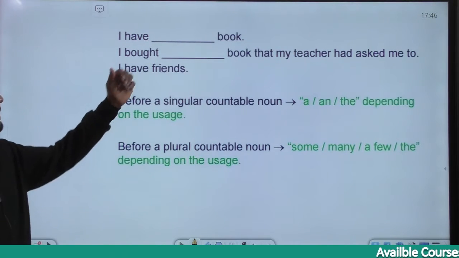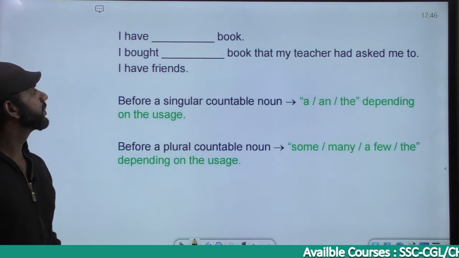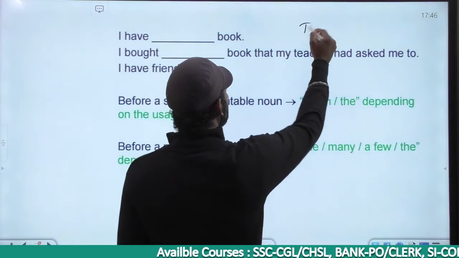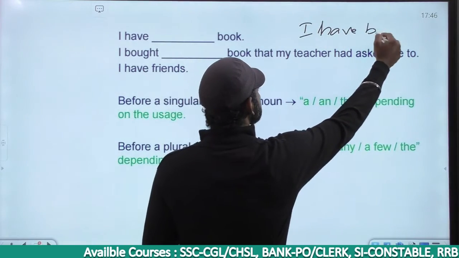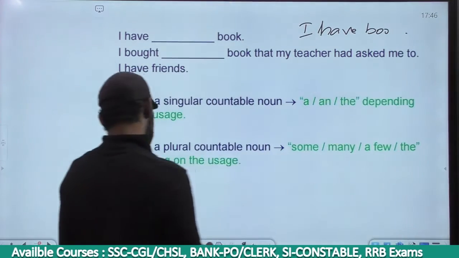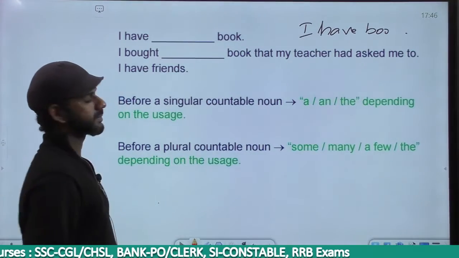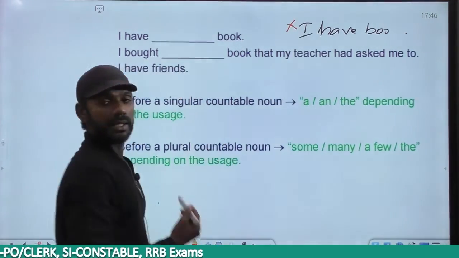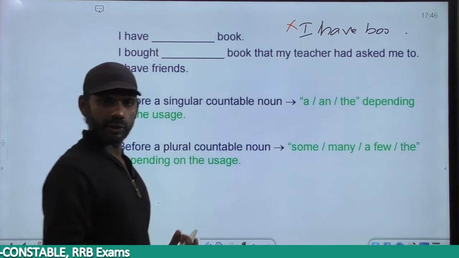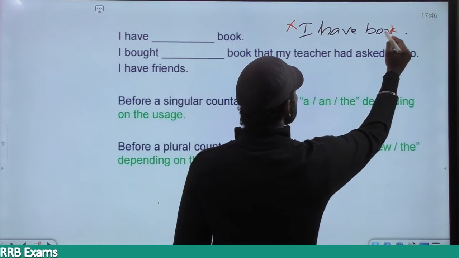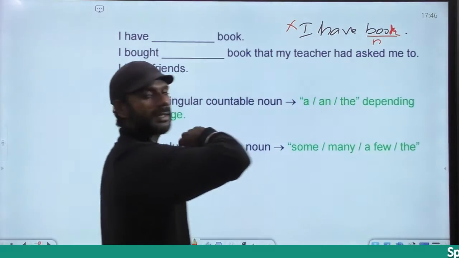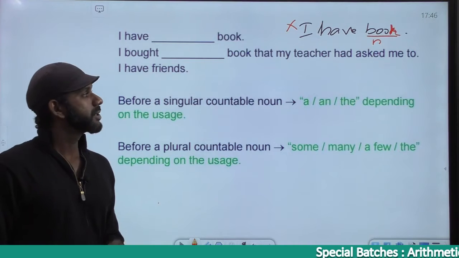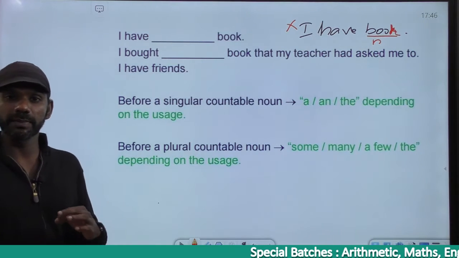I have gone for 2 sentences here, right? And if I go for a sentence like I have book. I have book. Grammatically correct or wrong? I say this sentence is grammatically wrong. Now, book is a noun. You know this. Countable, uncountable? Countable. Singular, plural? Singular. So, book is a singular countable noun.